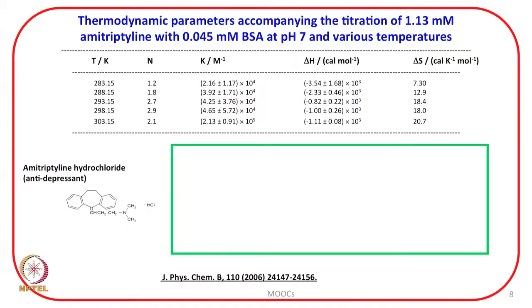Let us take a look at the next slide. For amitriptyline, the binding constant is of the order of 10 raised to the power 4.